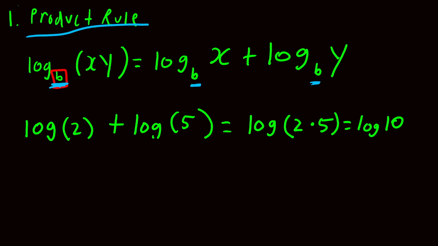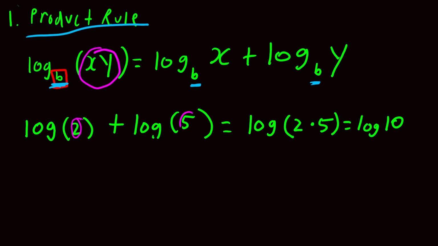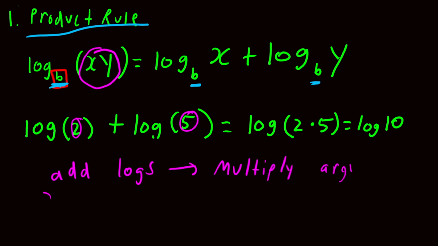Okay, so remember, if you're adding logs, you multiply the arguments. And what is an argument? The argument is just what's inside. x, y, so in this case, the arguments would be 2 and 5. So, if you add logs, you are multiplying the argument. I know it's weird names for these, but you don't have to memorize them. Just remember, add logs, multiply arguments.